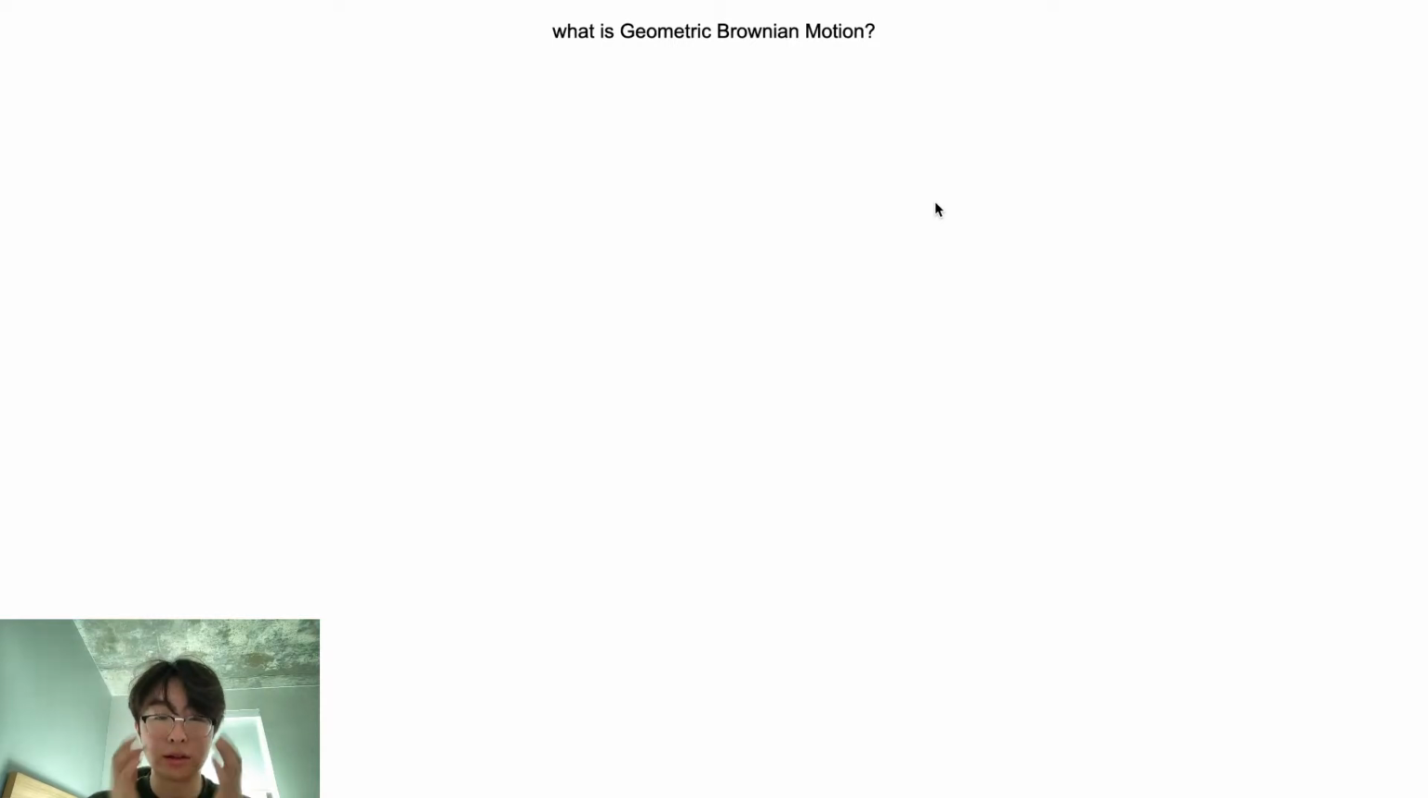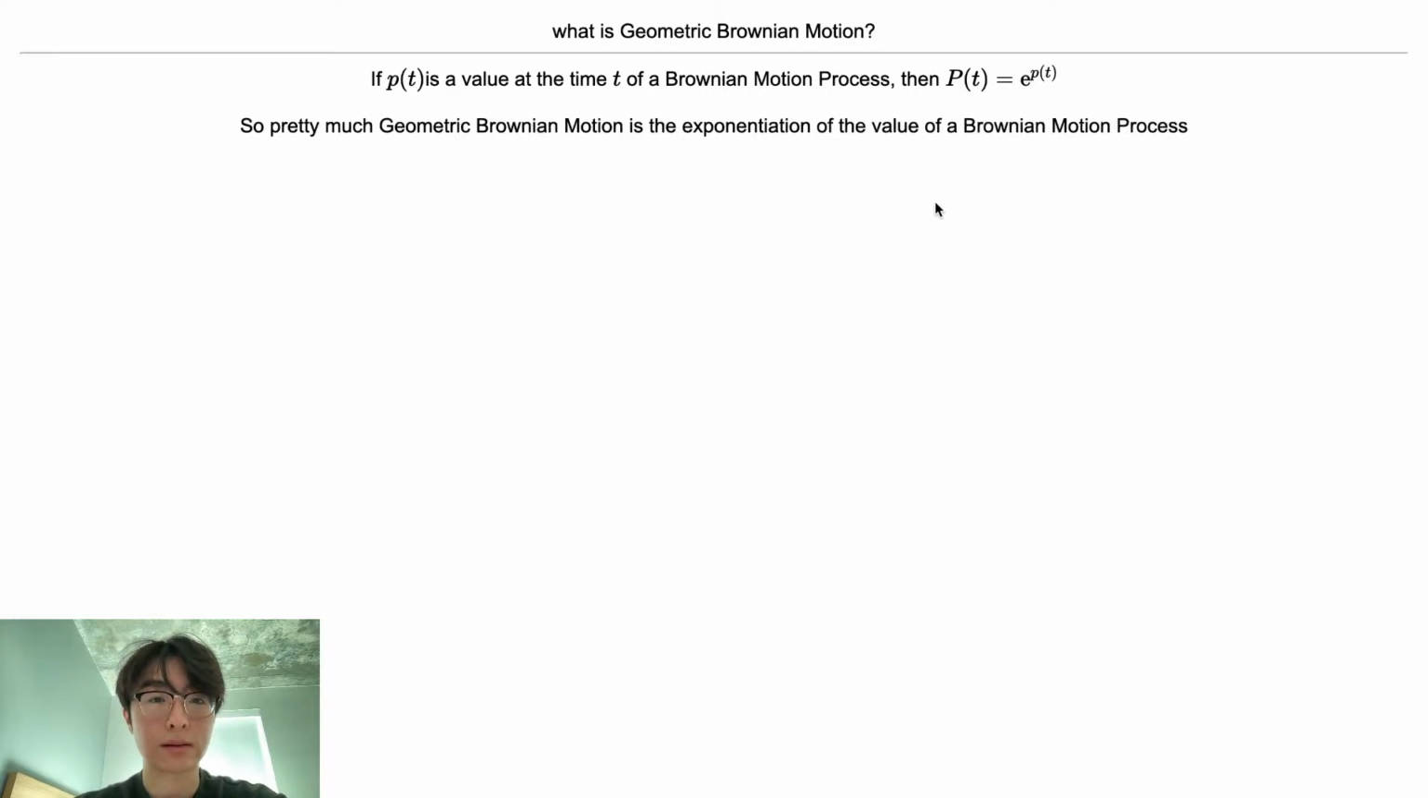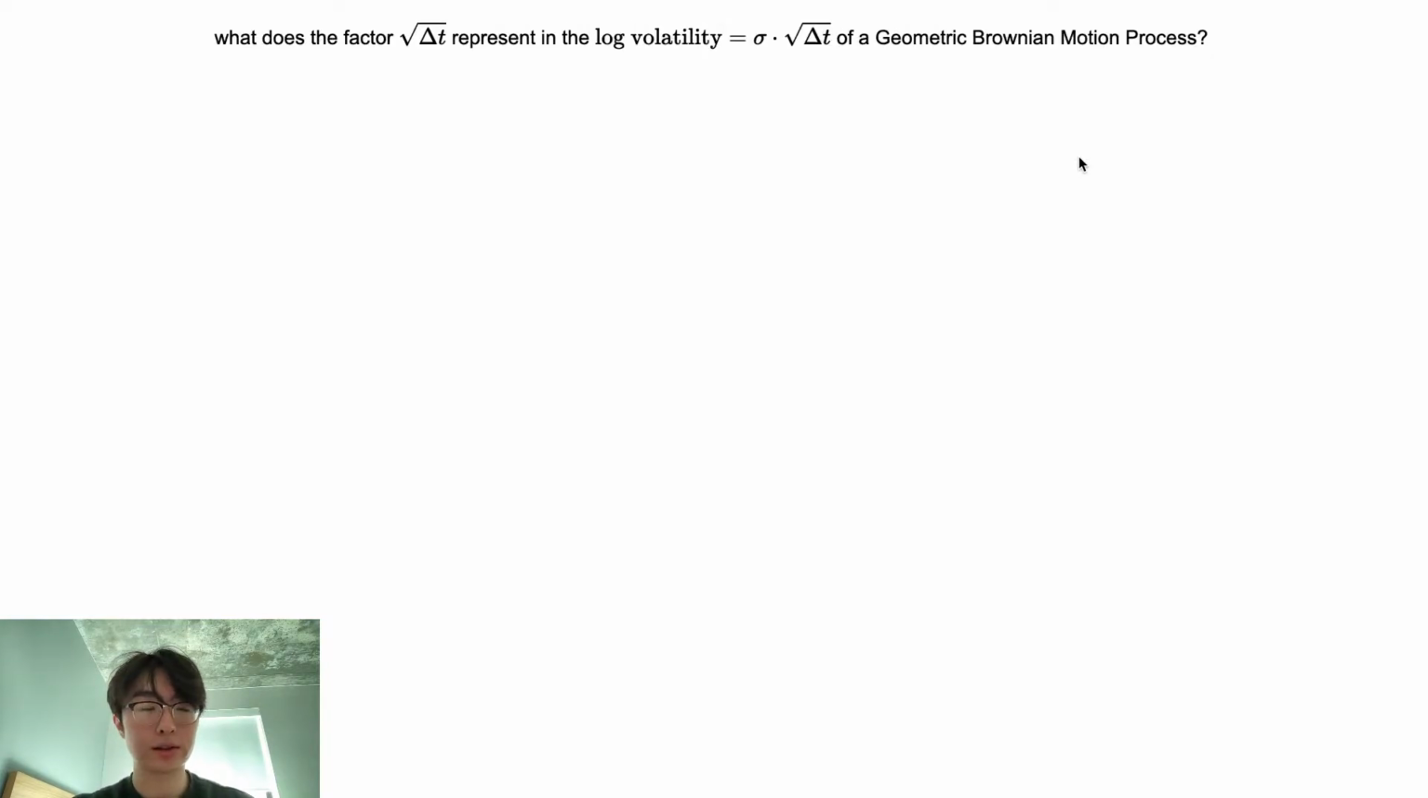Geometric Brownian motion is just a stochastic random process, and it's used to model stock price returns. It's the exponentiation of a Brownian motion process.